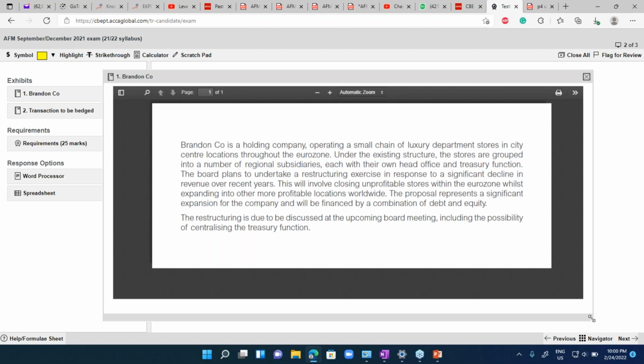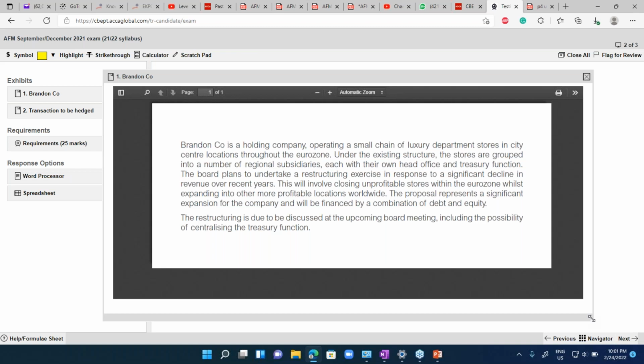Under the existing structure, the stores are grouped into a number of regional subsidiaries, each with their own head office and treasury function. So that means you were following decentralization previously. Every store, every company has its own head office and treasury function.